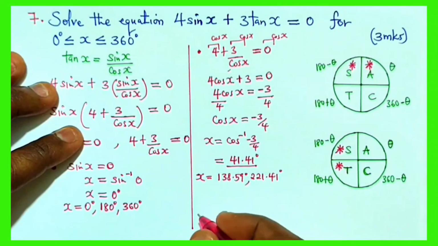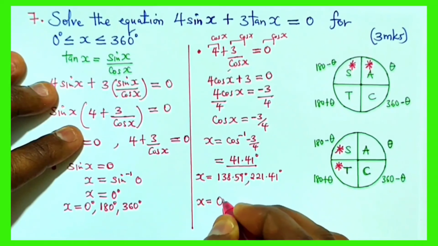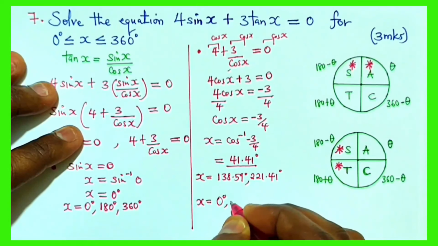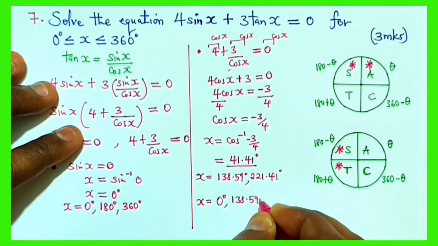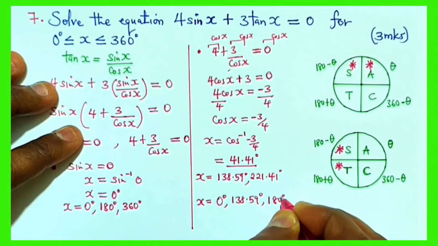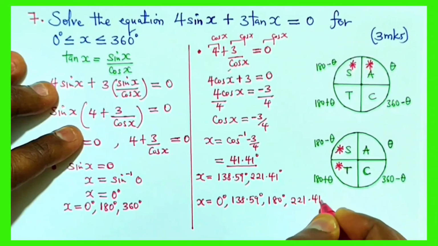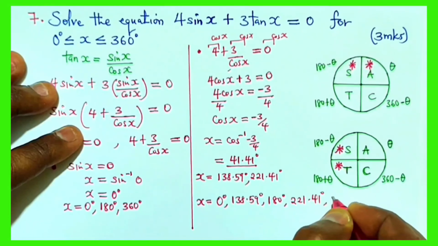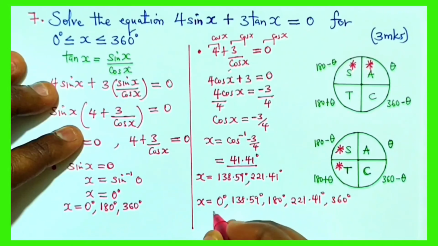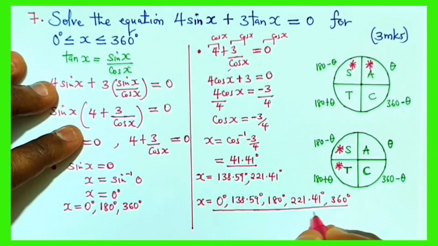And therefore we can conclude that having the values for x in the range in ascending order, we can combine them as x to be equal to 0 degrees, followed by 138.59 degrees, followed by 180 degrees, and then we have 221.41 degrees, and then 360 degrees. And these are the angles in the range that make up the value x.